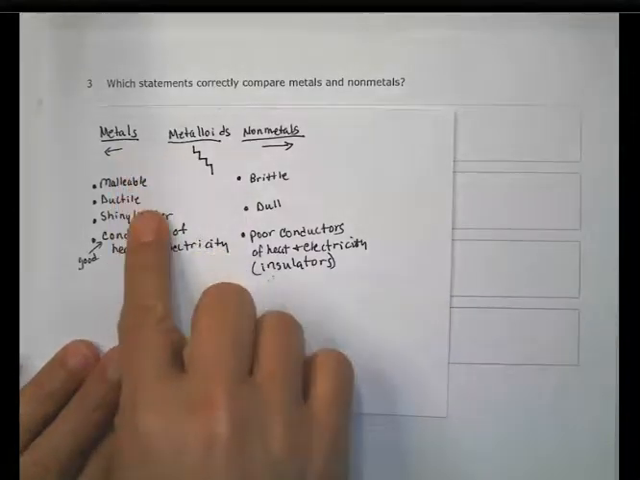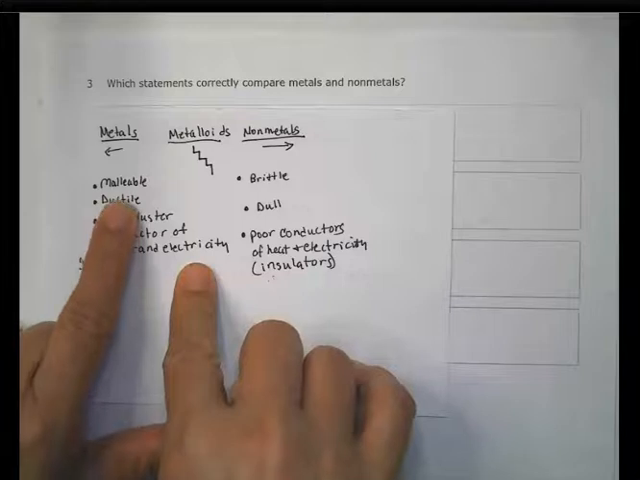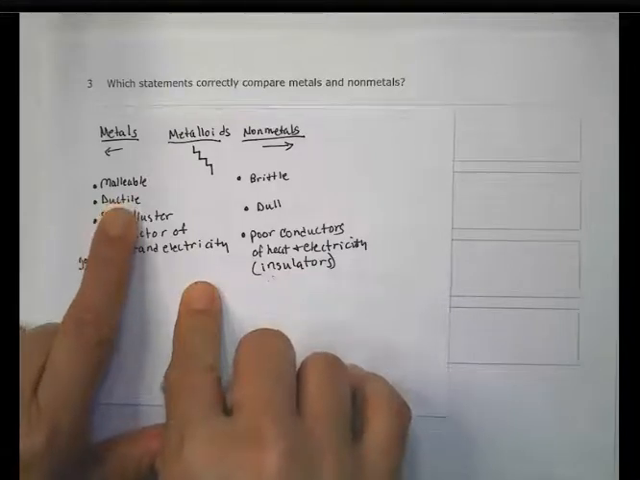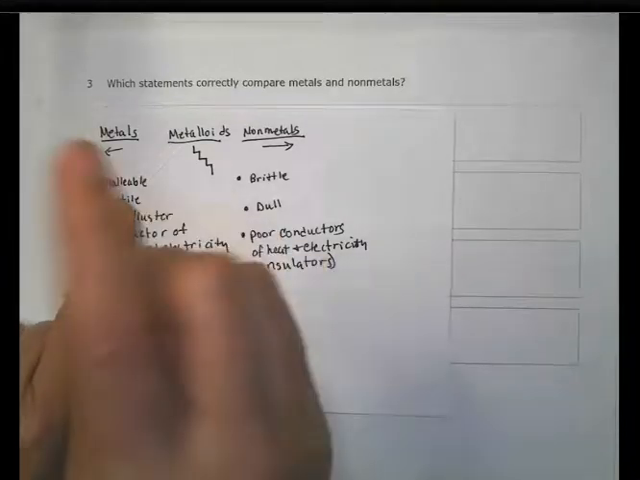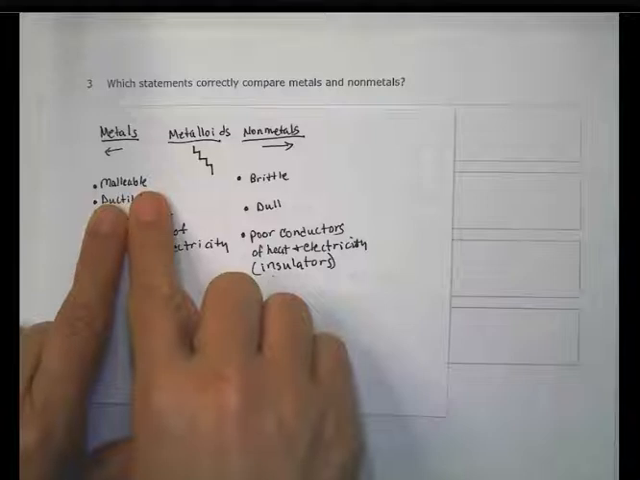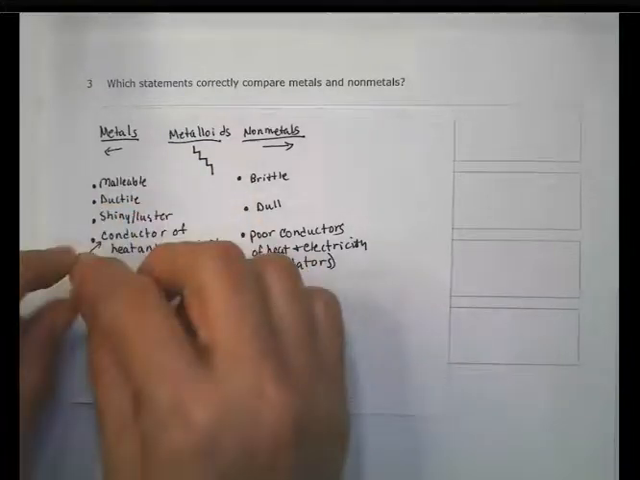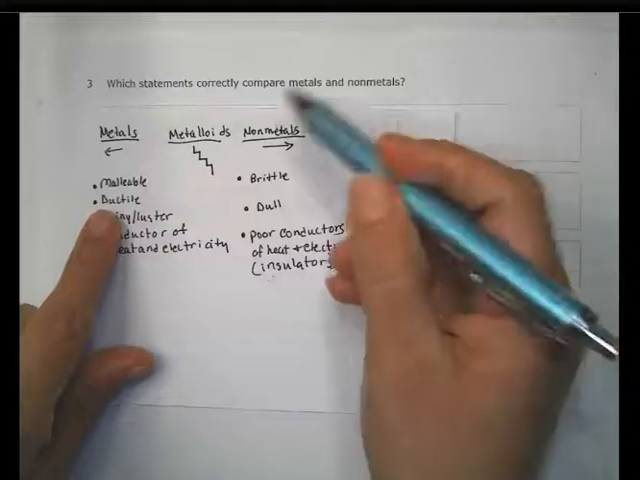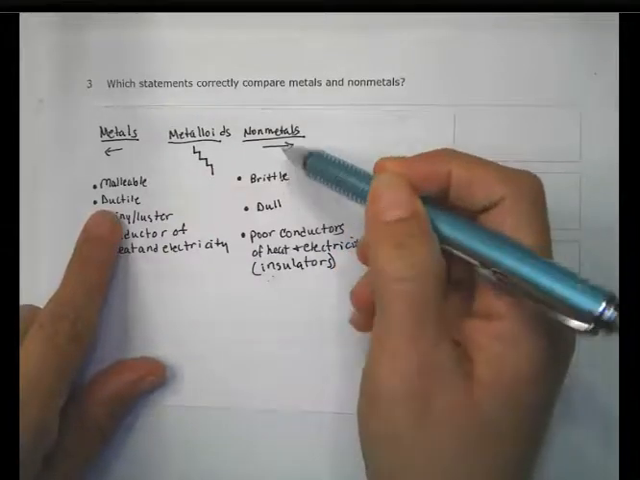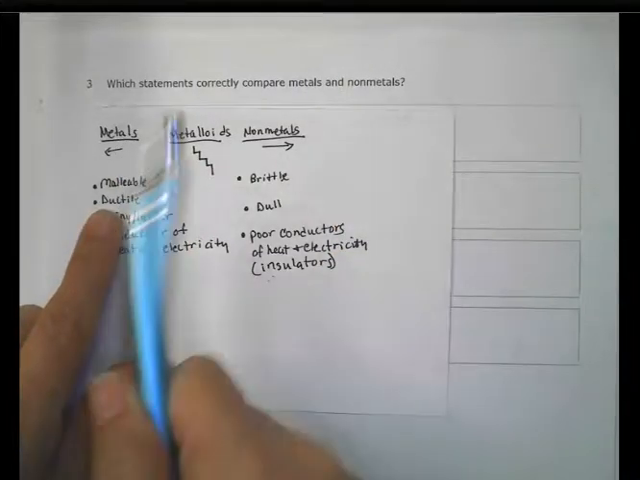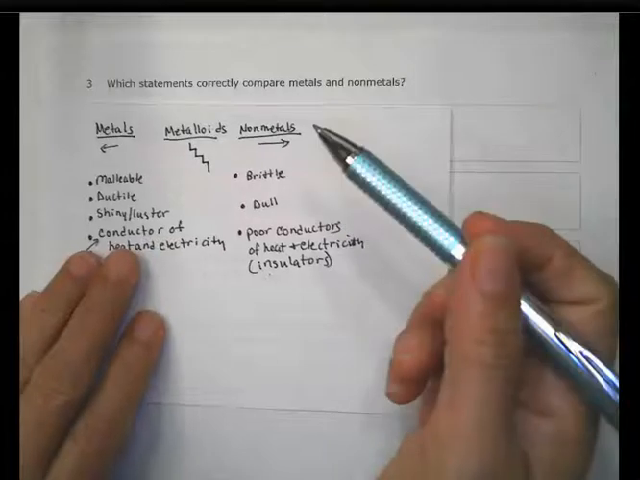Now, properties of metals. Metals are malleable and ductile. Malleable means that we can hammer them into different shapes, into sheets. Ductile means that we can pull them into wires. Now, non-metals are brittle. That means that if you hit them, if you hammer them, they're going to break into pieces.